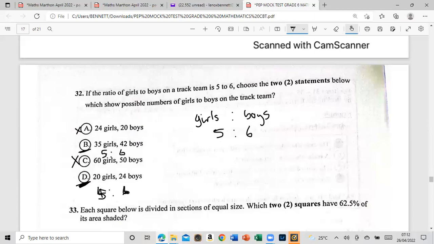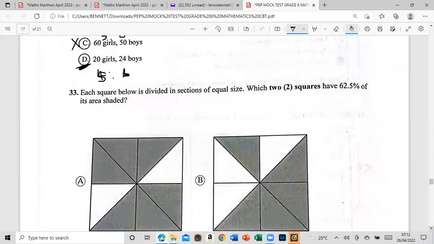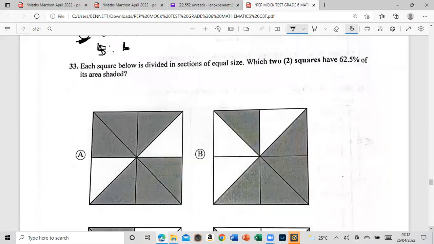As I was saying, I wouldn't make an error, but I remember reading the instruction. It says which two. Each square below is divided into sections of equal size. Which two squares are 62.5% shaded? All right, so we have 1, 2, 3, 4, 5, 6. And we have 6 out of 8. 6 out of 8 would be 3/4, so that's 75%. Just using my knowledge, it can't be this. All right, 1, 2, 3, 4, 5, so that's 5/8.